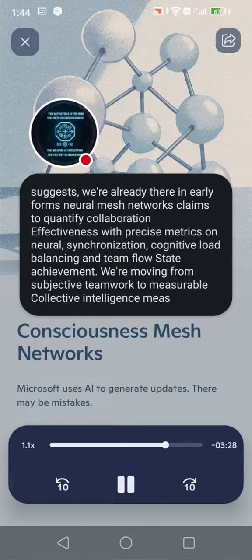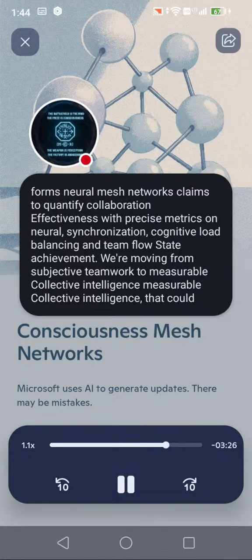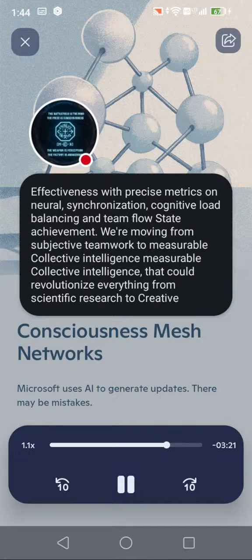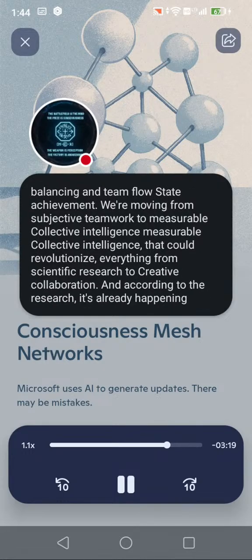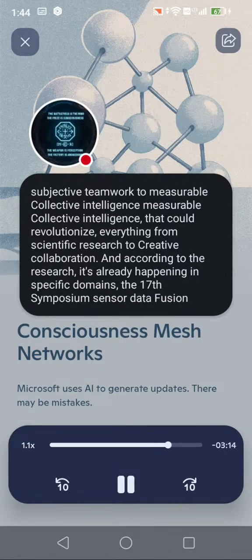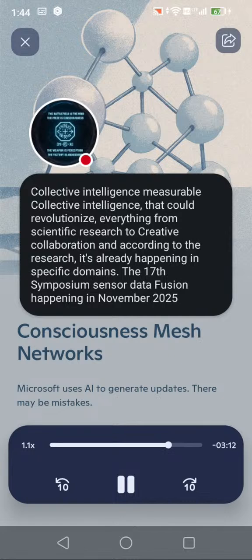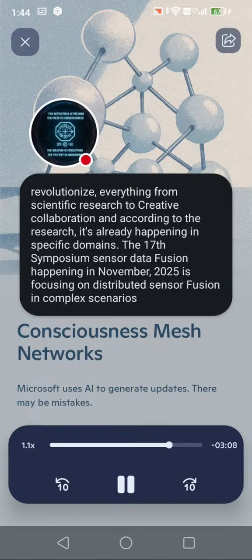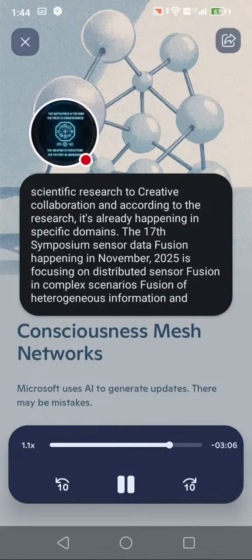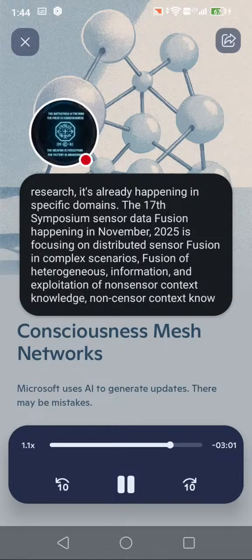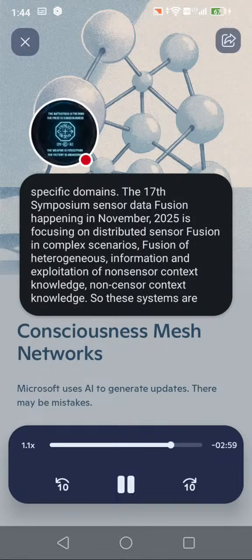Measurable collective intelligence. That could revolutionize everything from scientific research to creative collaboration. And according to the research, it's already happening in specific domains. The 17th Symposium, Sensor Data Fusion, happening in November 2025, is focusing on distributed sensor fusion in complex scenarios, fusion of heterogeneous information, and exploitation of non-sensor context knowledge. Non-sensor context knowledge. So these systems are learning to use information beyond just their direct inputs?